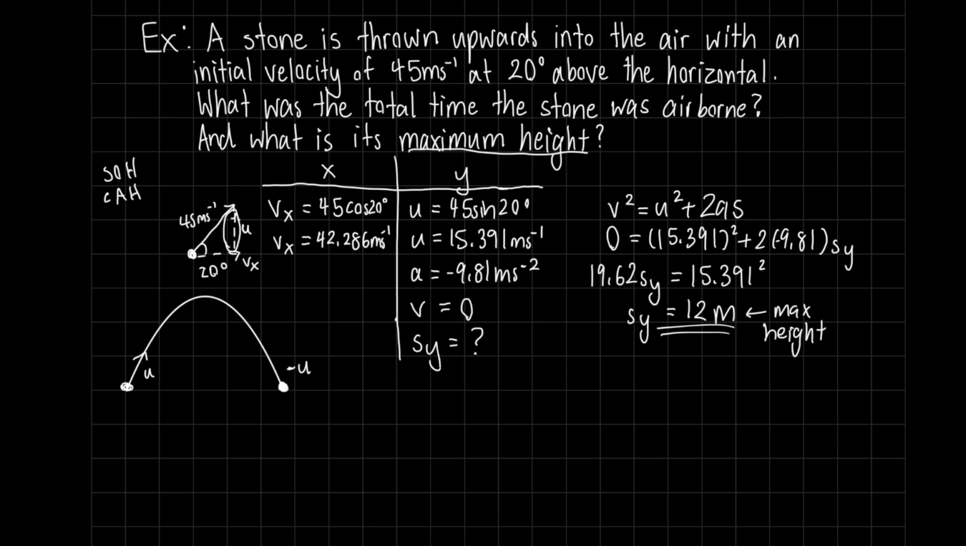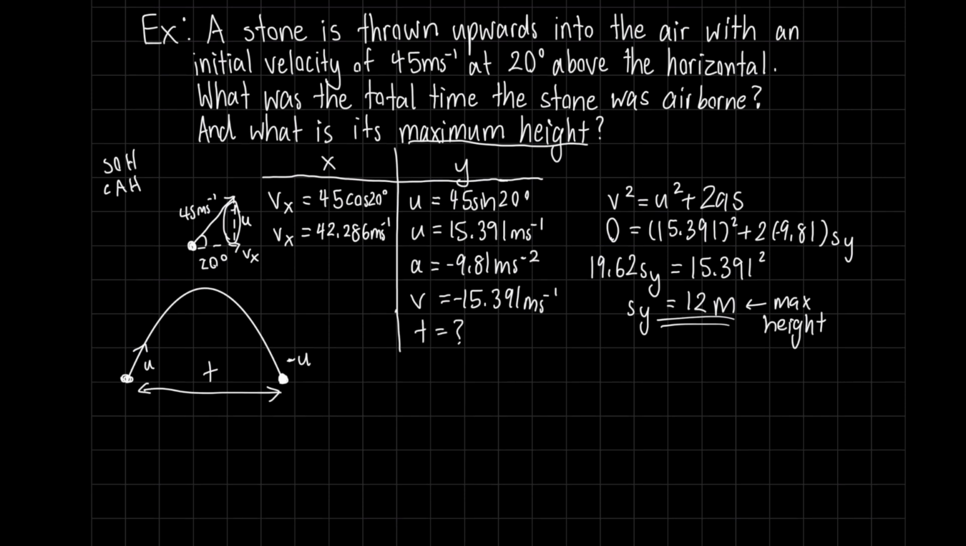So with that in mind, if we were going to find the total time, we would say that v equals negative 15.391. And this is just something that will always occur when it returns to the exact same spot from which it was thrown. So with that, we can actually find the total time in between this, which was the total time it was airborne.